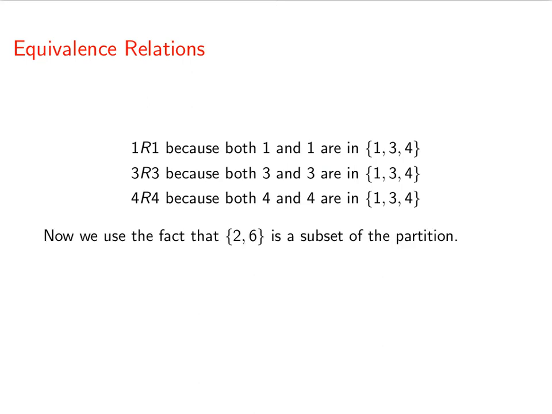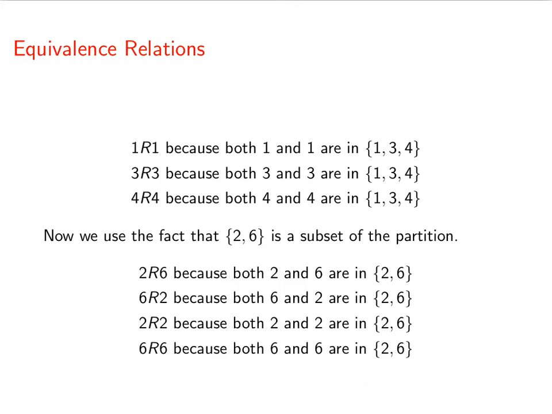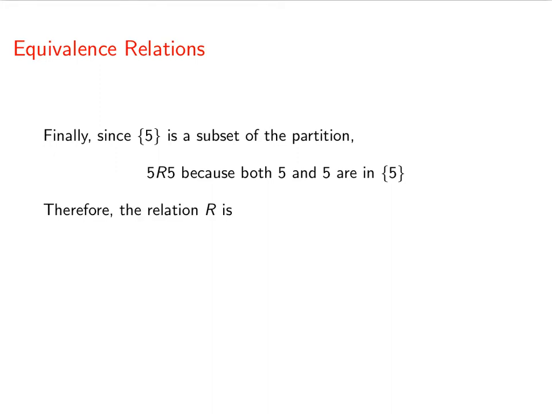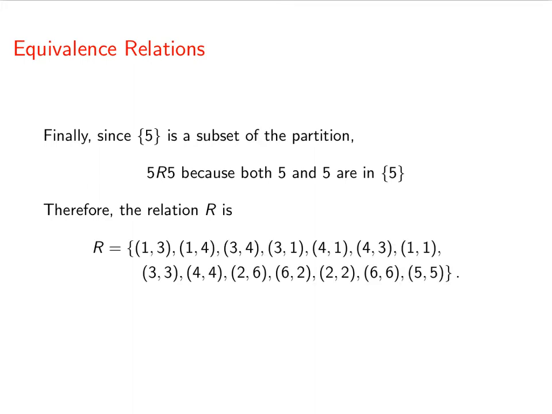Now let's use the fact that {2, 6} is a subset of the partition. So now we're going to have all of these. 2 is related to 6, 6 is related to 2, 2 is related to 2, 6 is related to 6. And one more. {5} is a subset of the partition, so we need to say that 5 is related to 5. Now we can put all this together to get what our relation is. So if I collect all the things that we had said before, this is what's going to be in our relation.